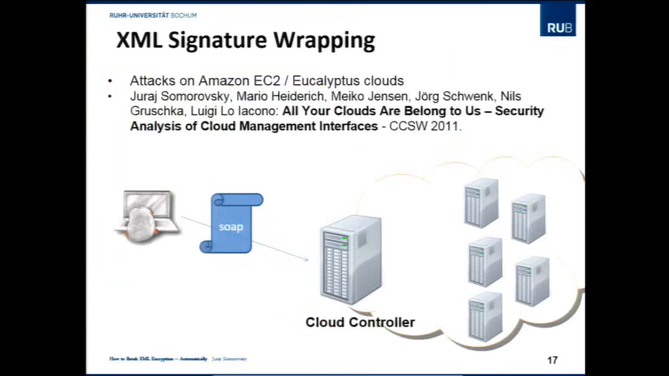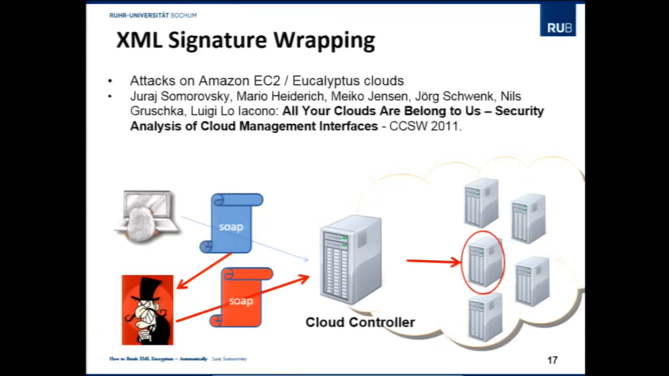Okay, so you may think this attack is only theoretical, but in 2011 we showed the first attacks of this kind applied to Amazon and Eucalyptus cloud interfaces. Amazon and Eucalyptus used signed SOAP messages for the control of their virtual machines. The client could send SOAP messages to the cloud control, and the cloud control verified the signature and could then initialize the virtual machines. So we could, for example, take the SOAP message, modify it using XML signature wrapping, and send it to the cloud control and get the instances of the victim.